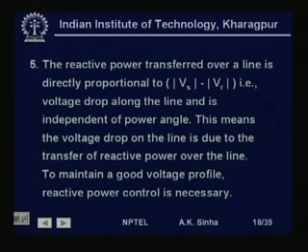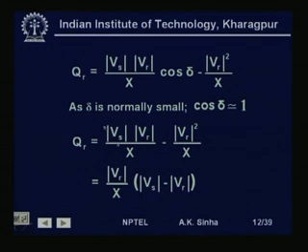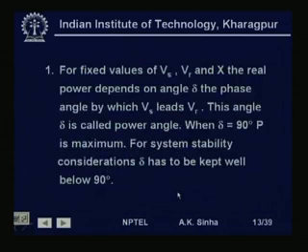From the reactive power relationship, we derive the following inferences. The reactive power transferred over a line is directly proportional to Vs minus Vr. That is, Qr is equal to Vr by X into Vs minus Vr, that is, Qr is directly proportional to the difference of the voltage magnitudes Vs minus Vr. Therefore, we see that the regulation, that is, the voltage difference that comes when the line is loaded, is very important, and it governs the reactive power flow on the transmission line.